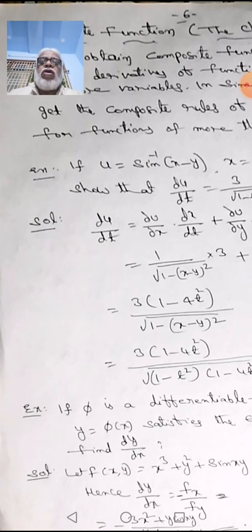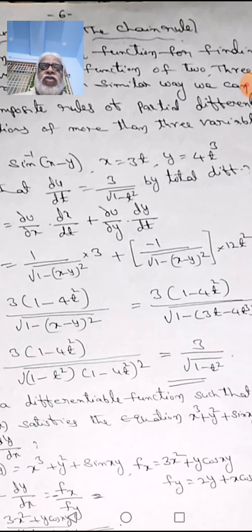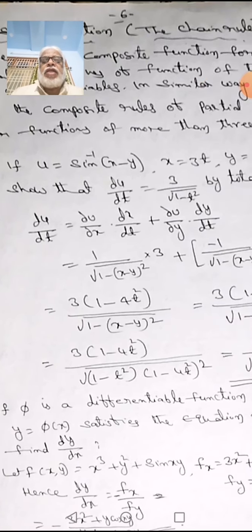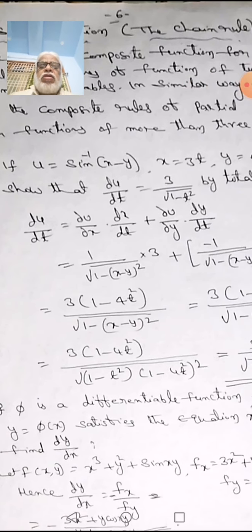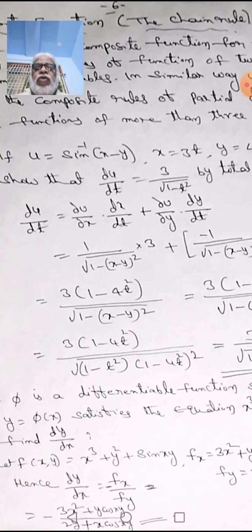The problem is, if u is equal to sin inverse of (x minus y), and x is equal to 3t, y is equal to 4t cube, show that du by dt is equal to 3 by under root of 1 minus t square, by total differential equations. By using total differential equations, we solve this problem.